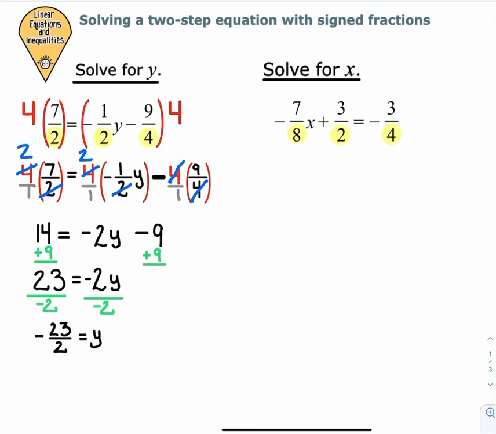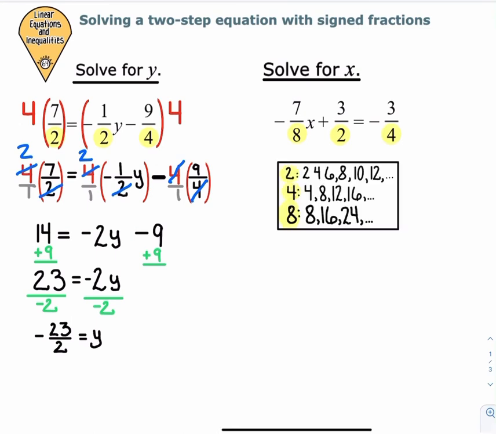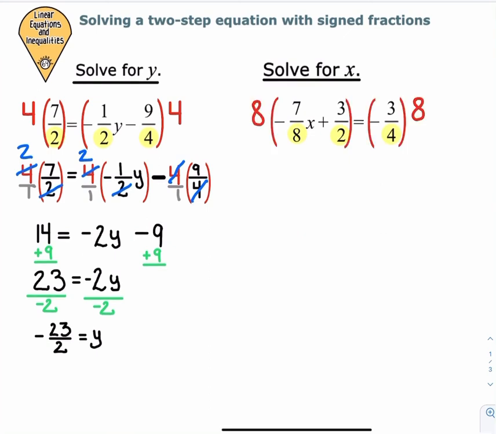If you're stuck, list out the multiples for the numbers 2, 4, and 8. You will quickly see that the least common multiple here is 8. Now that we know that the least common multiple is 8, let's multiply both sides by 8.